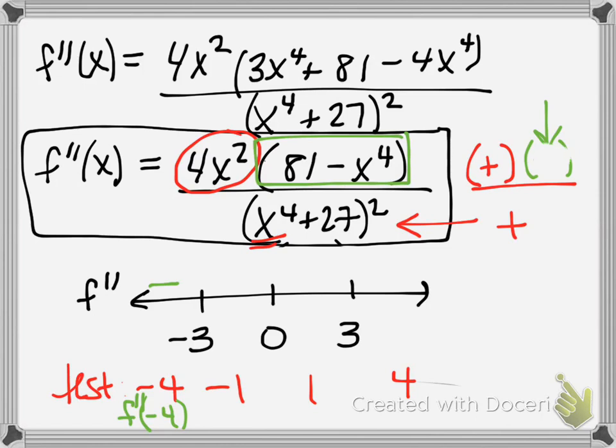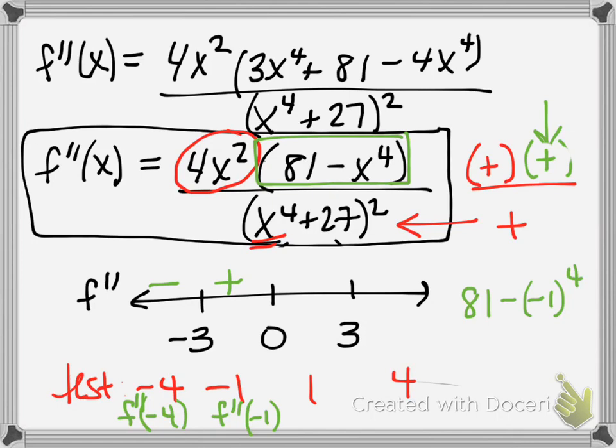So now we test, let's see, we test -1 maybe, and we'll substitute -1 into the second derivative. So really looking at 81 minus -1 to the fourth power. And that's definitely going to give us a positive.